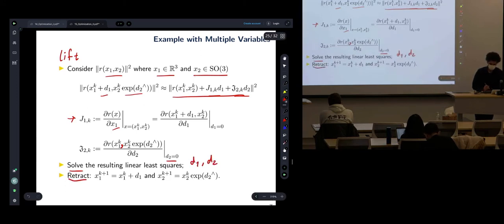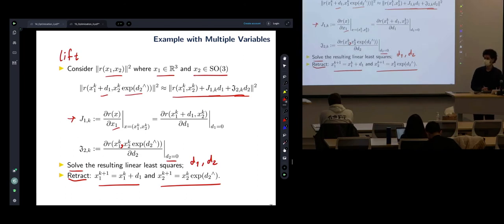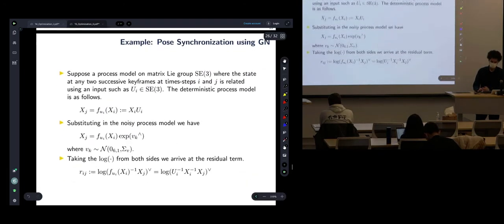Then retract. And the retraction, for each decision variable, follow the rule for the integration. The 3D point, just add it. For the rotation, use the exponential map to integrate. And then iterate until a maximum number of iterations or convergence. So this is a generalization of the least squares problem to Lie groups.